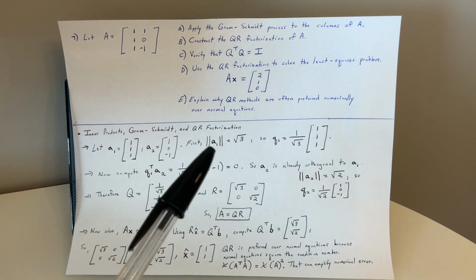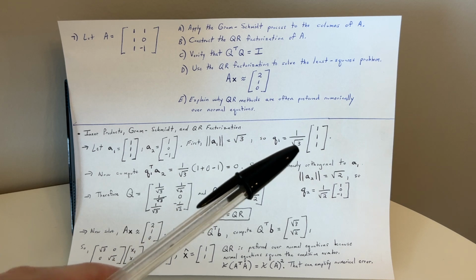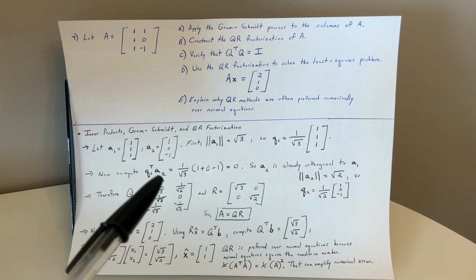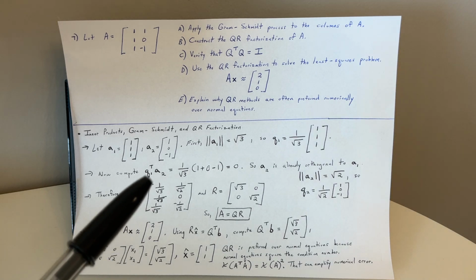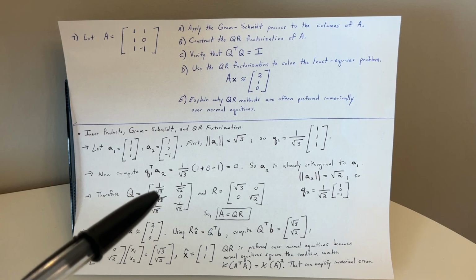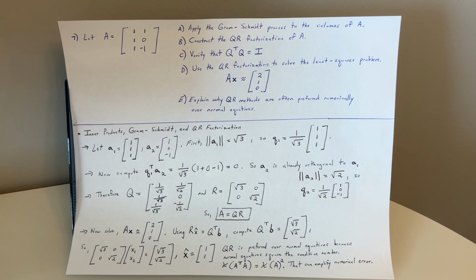First, the norm of A sub 1 is square root of 3. Q sub 1 equals 1 over root 3 times 1, 1, 1. Now compute Q sub 1 transpose A sub 2. It's going to be 1 over root 3 times 1 plus 0 minus 1, which gives you 0. So A sub 2 is already orthogonal to A sub 1. Therefore Q equals this matrix: column 1 over root 3, 1 over root 3, 1 over root 3, and column 1 over square root of 2, 0, -1 over square root of 2.